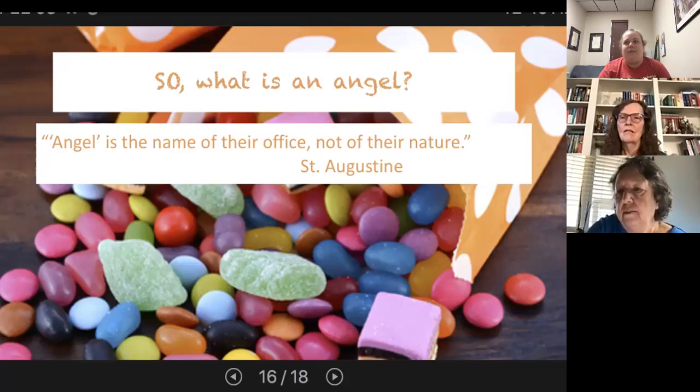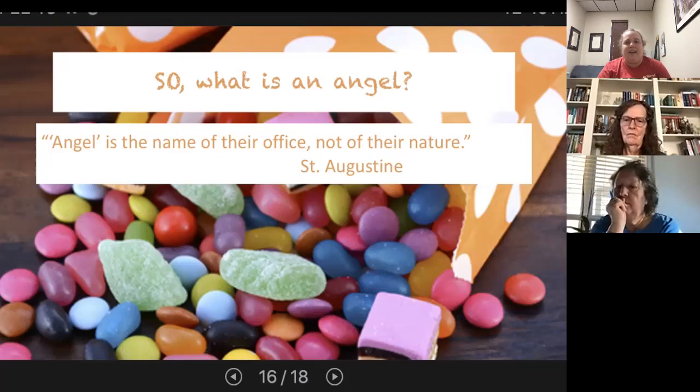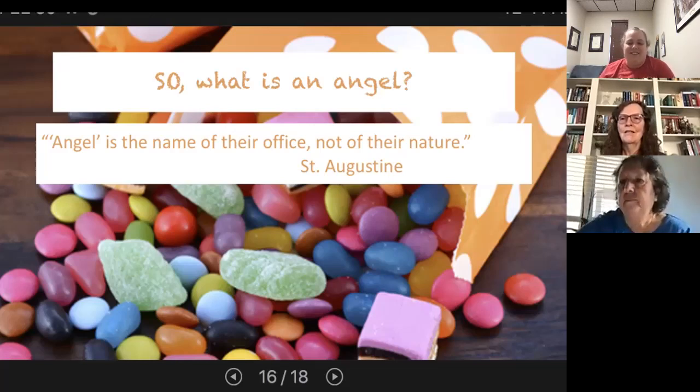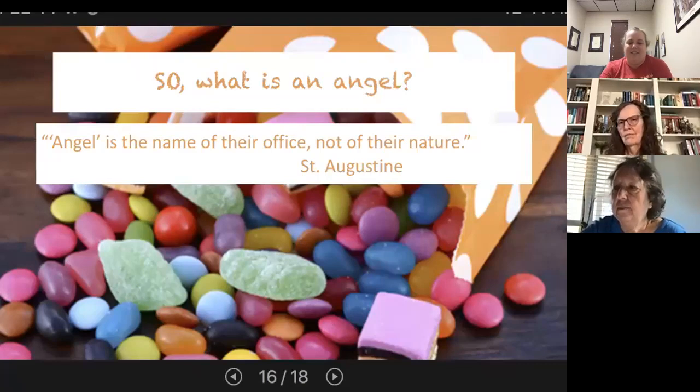Augustine says that the term angel should be used in the same way that we use other types of more abstract nouns, like comforter. He's my comforter. Well, I could be talking about a person, but I could also be talking about a dog, or a blanket, or a pillow, or a stuffed animal, or all kinds of different things are comforters. But it's about the function. It's about the office, what it does, what its purpose is.